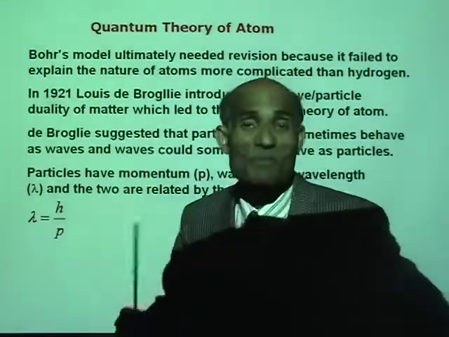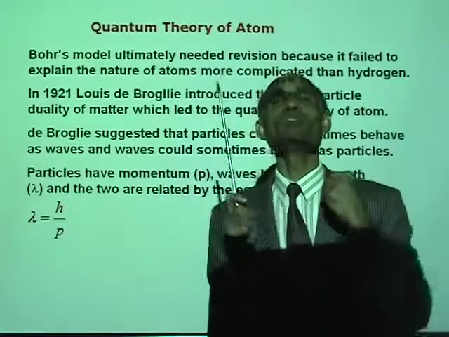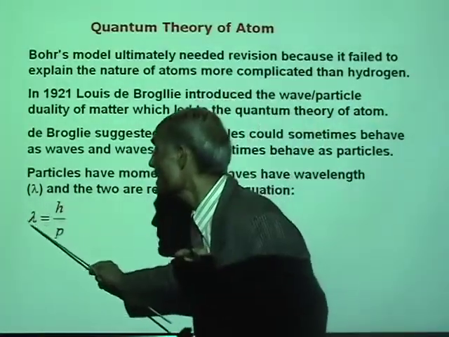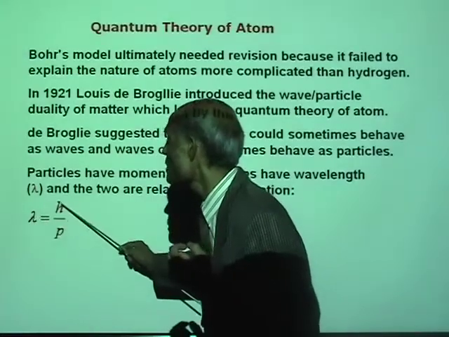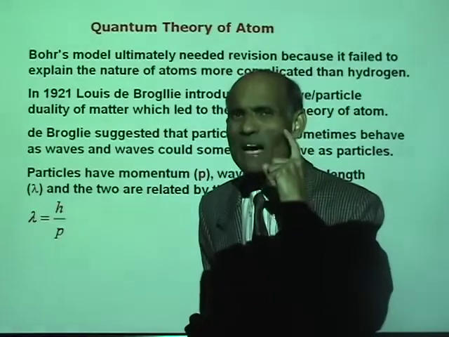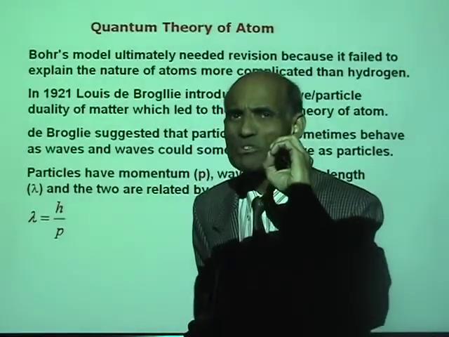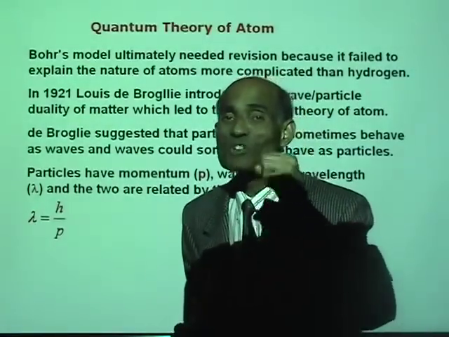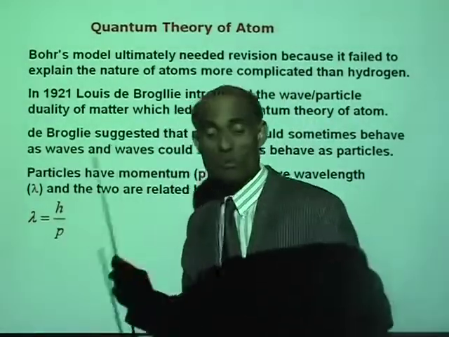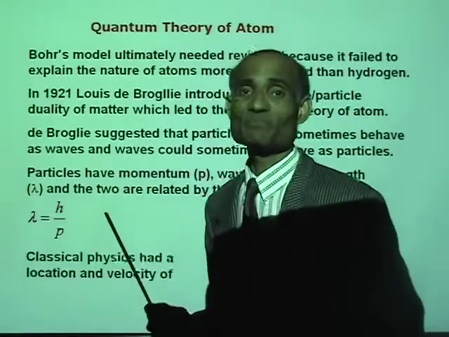He said every particle, including you and me, is a wave with a wavelength given by lambda equal to h over p, where you remember that mysterious number I told you, h, is called Planck's constant. Don't worry about it. p is the momentum of the object.